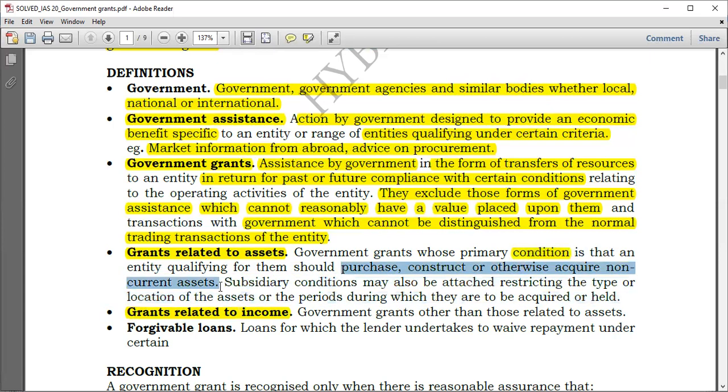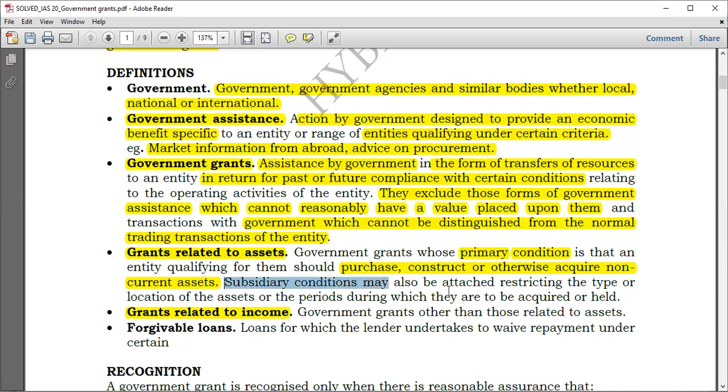So the main point on grants related to assets is on non-current assets, whether you have purchased, whether you have made self-construction, whether you have acquired in your own way. It is all on your own, right? So that's why we're talking of primary condition. But now we say that there are other conditions, secondary conditions, subsidiary conditions.